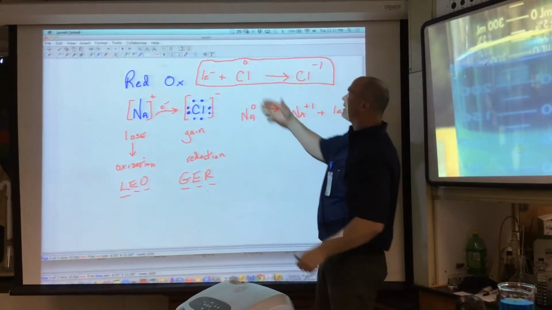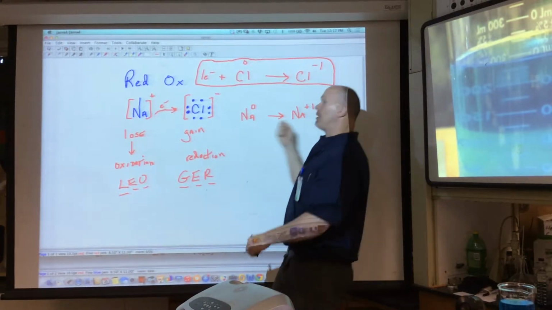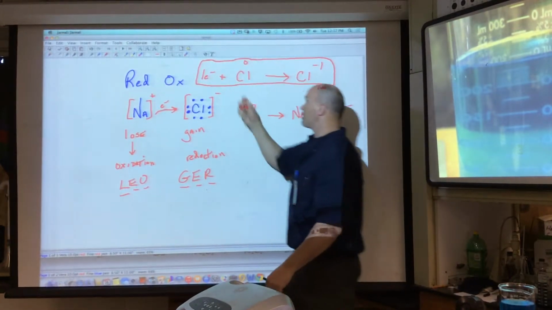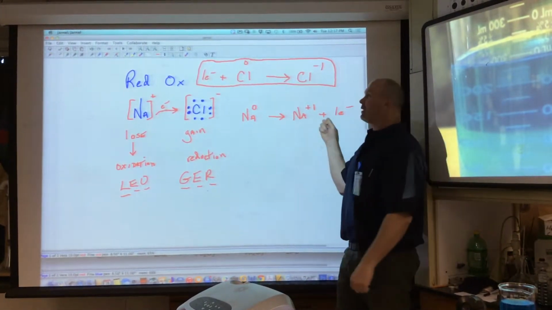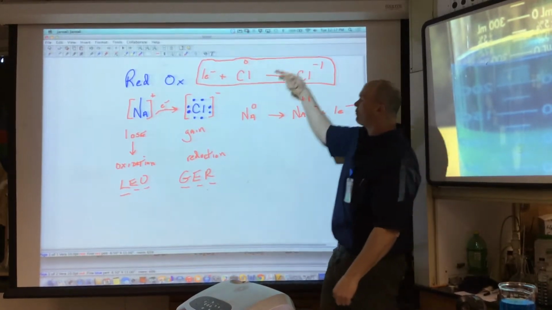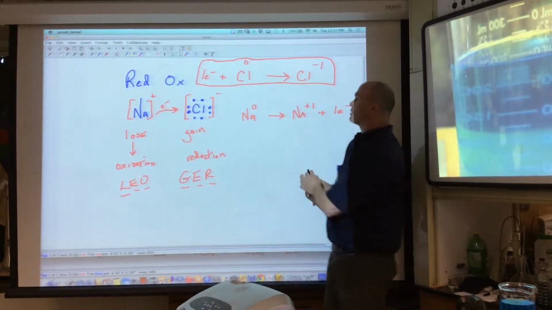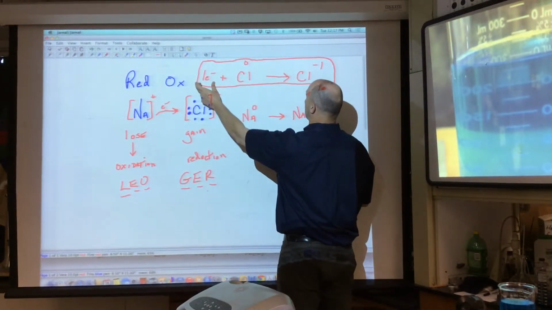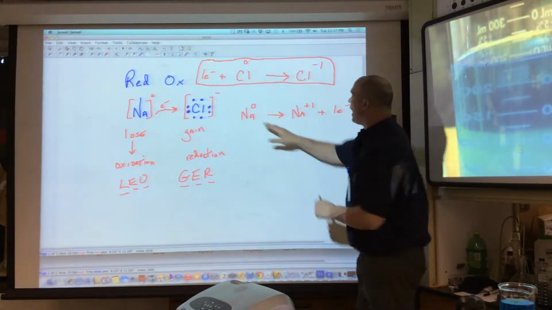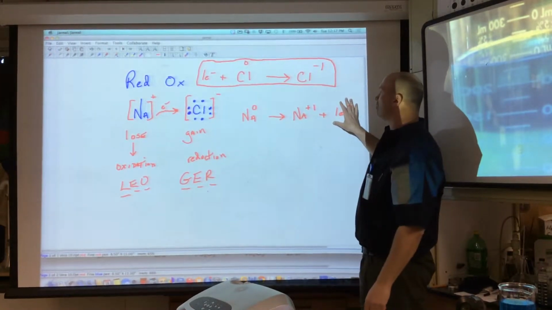You can't get a gift unless someone is giving it. This guy is gaining the electron, the gift. This guy is giving it. So this is a half reaction for reduction, a half reaction for oxidation. Notice the difference. Reduction always has an electron on the reactant side. Oxidation always has an electron on the product side.